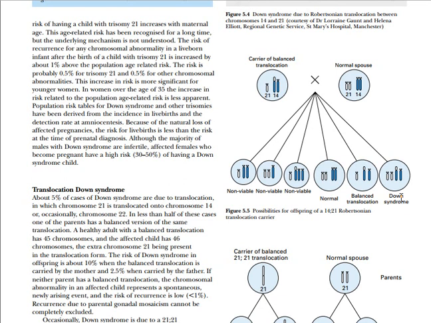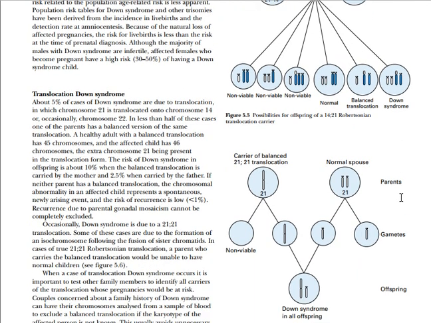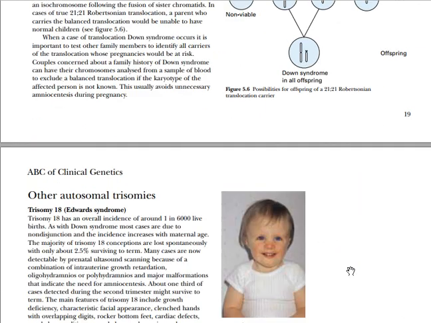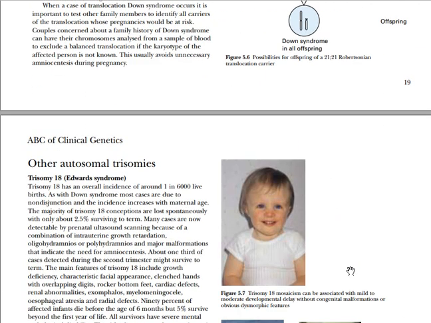And this Down syndrome is now due to a balanced translocation, or you can just say Robertsonian translocation. Now you can have another form of Down syndrome here. So this is a possibility now with Robertsonian translocation. I've already explained this. So this has already been explained.